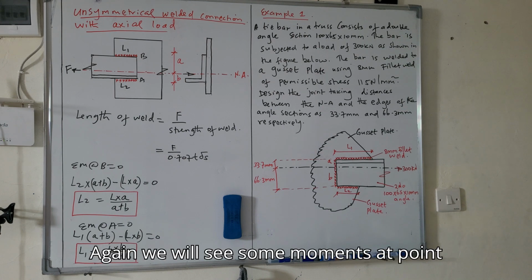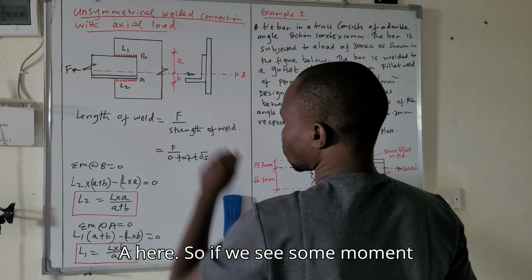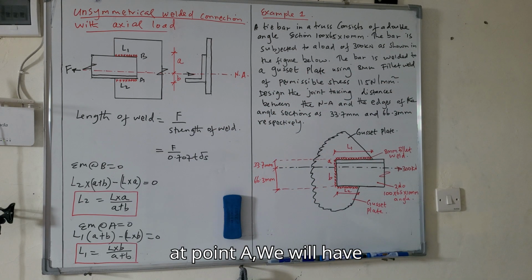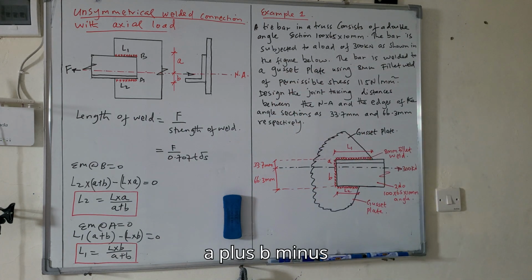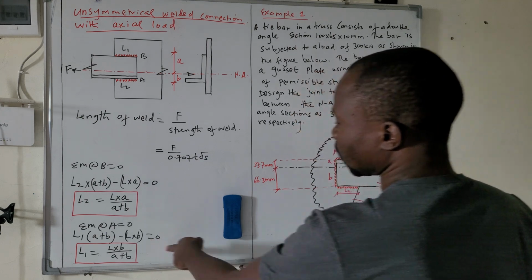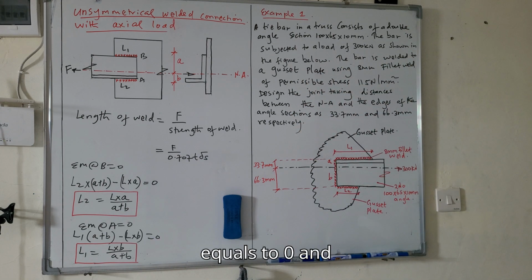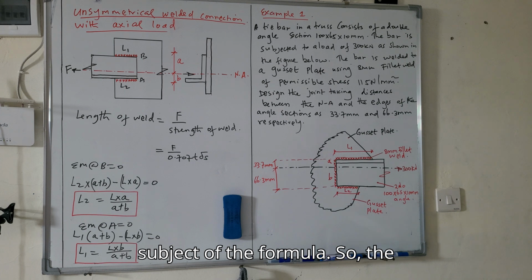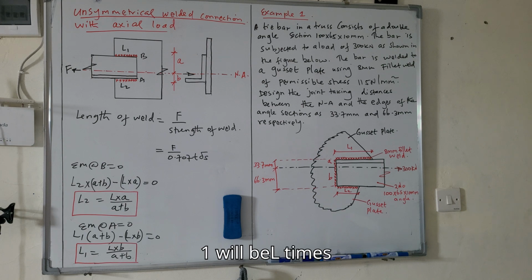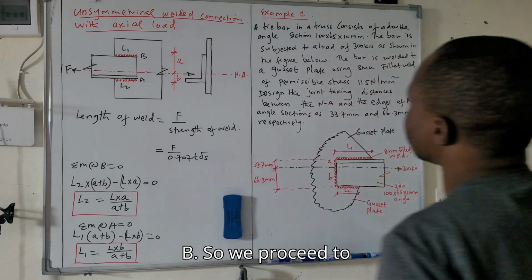Again, we will sum moment at point A here. If we sum moment at point A, we will have L1 times the perpendicular distance A plus B, minus L, the total length, times B equals 0. Then you make L1 the subject of the formula. So the formula to calculate length 1 will be L times B over A plus B.